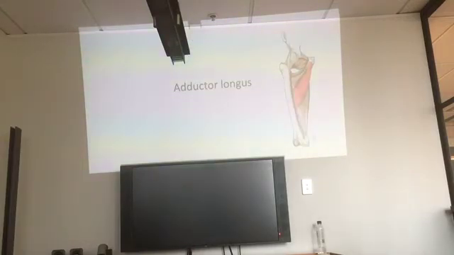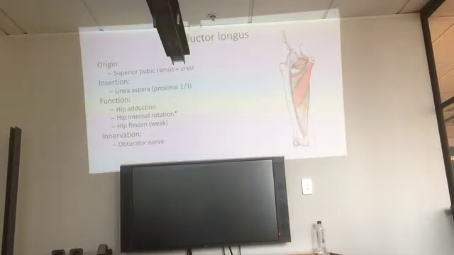Okay, adductor longus. It's kind of your vanilla adductor. Runs again from the crest of the pubis, superior ramus, goes about halfway down the linea aspera. That's a little bit dubious, approximately one-third, probably more like the middle third, but anyway, just somewhere on the linea aspera. As you can see, the crest of the pubis.